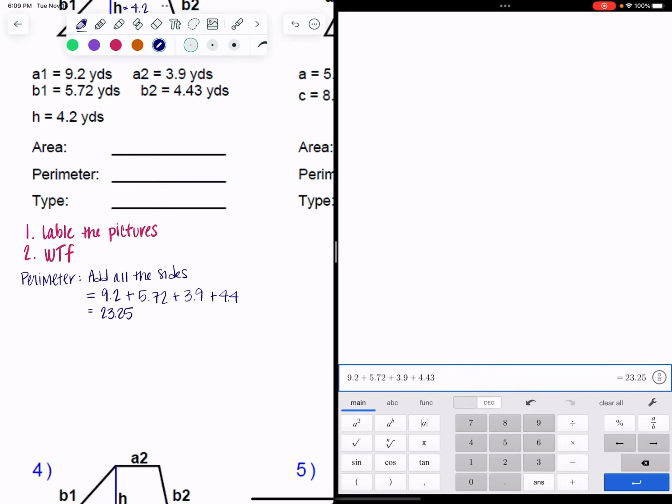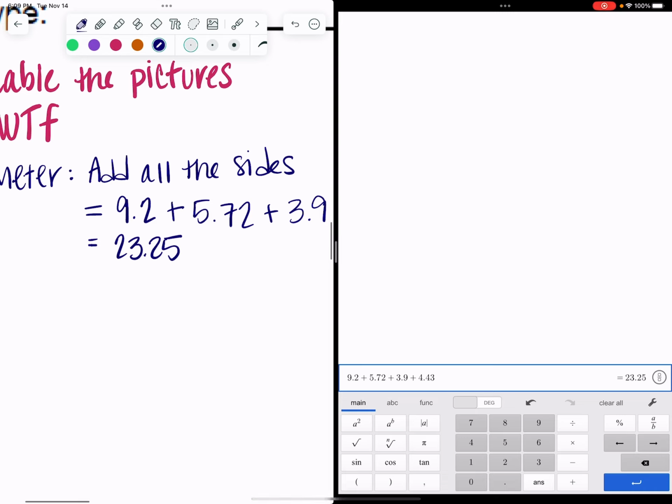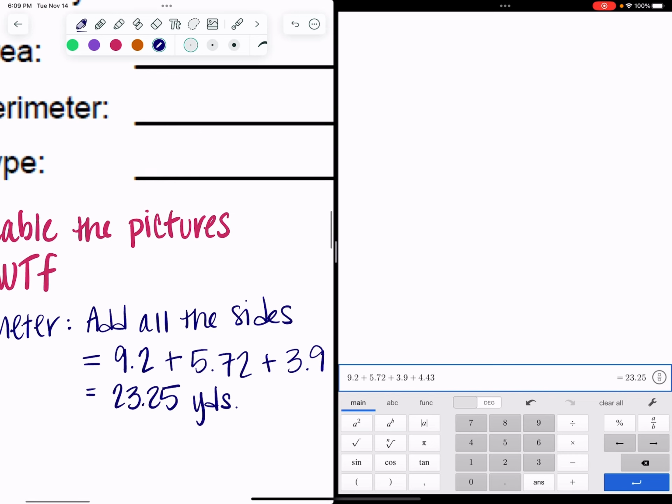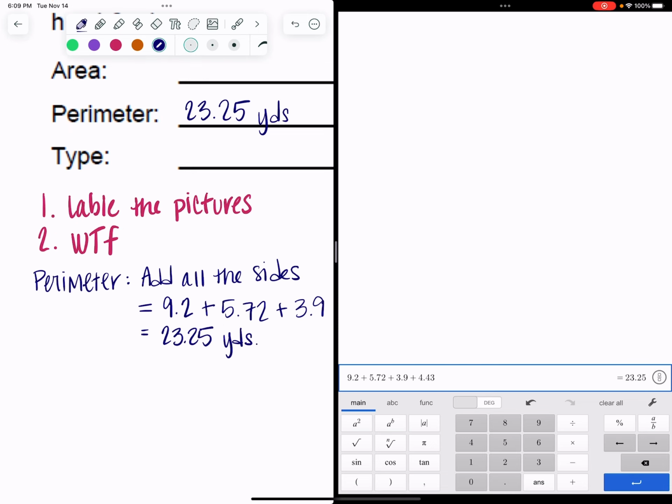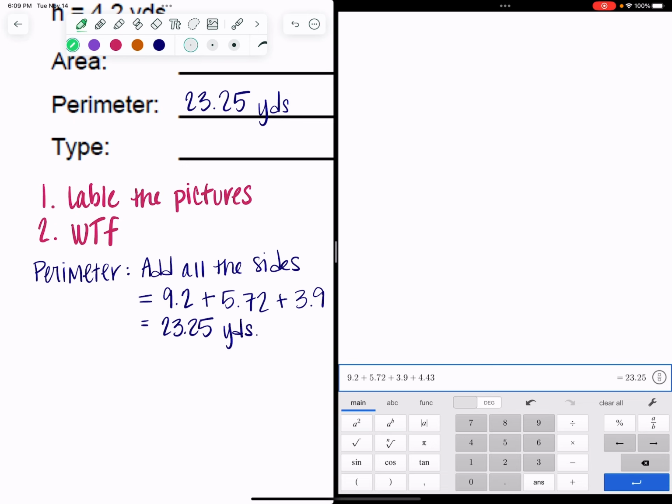We have measurements in yards, so we have to include units on the answer. If you don't include your units, it's wrong. So perimeter is 23.25 yards. So we'll go take a look at area.